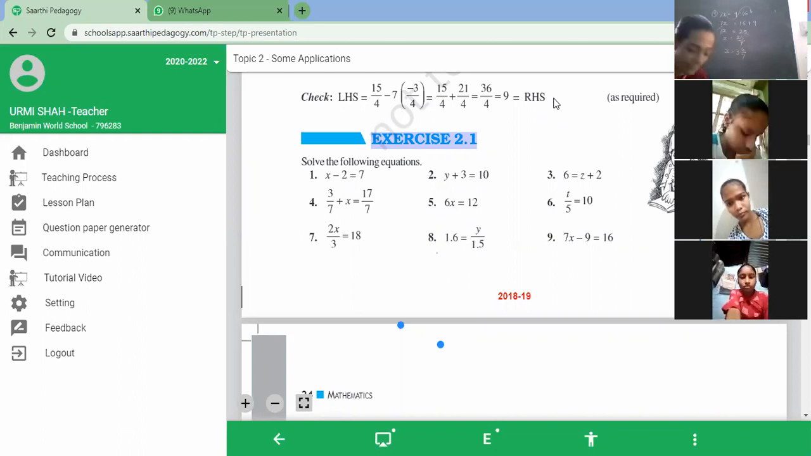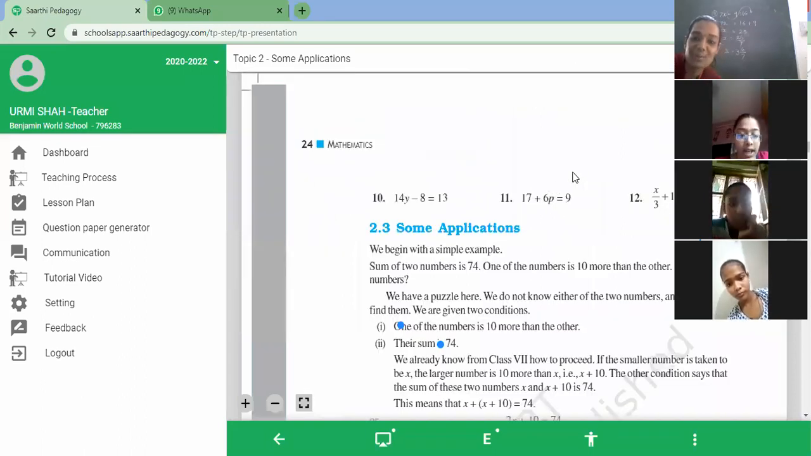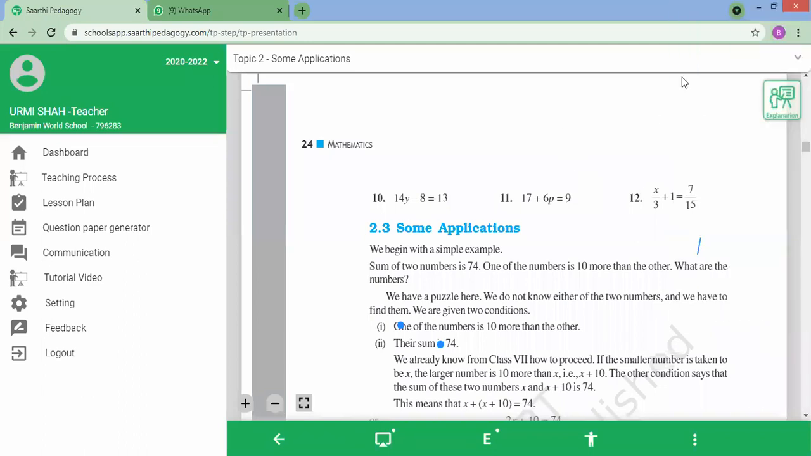Ma'am, on the next page 10, 11, 12 is homework. On the next page it is there. Don't worry, we will do the whole exercise. And one more exercise would be your homework. One exercise I have to solve, and another you have to solve.